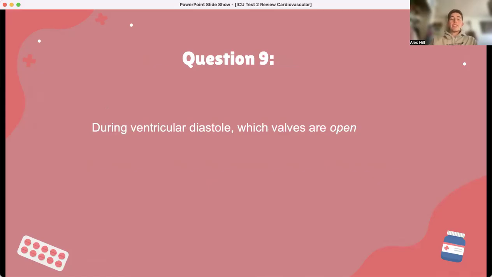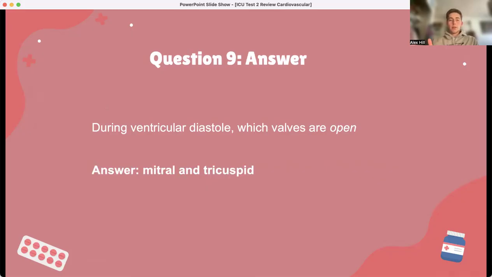During ventricular diastole, which valves are open? So this is when the ventricles are being filled. So they're being filled from the mitral and tricuspid.